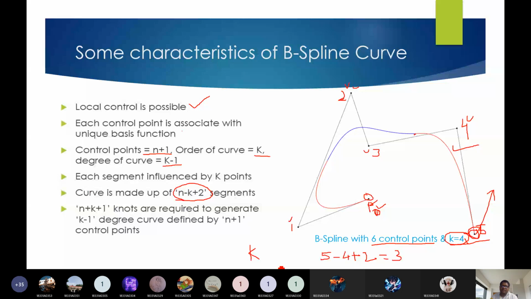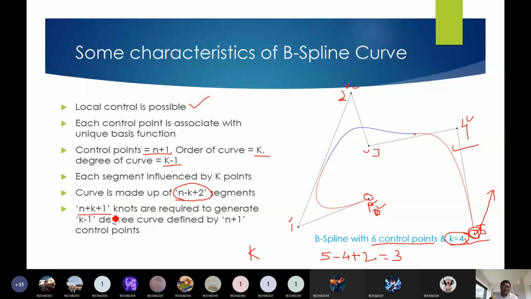If you take a uniform B-spline curve, each and every control point behaves the same, which means its behavior would be the same, not its influence on the overall curve. And the curve doesn't pass through any endpoints in case of a uniform B-spline curve. So all those things are characteristics of the B-spline curve, which you can observe here.